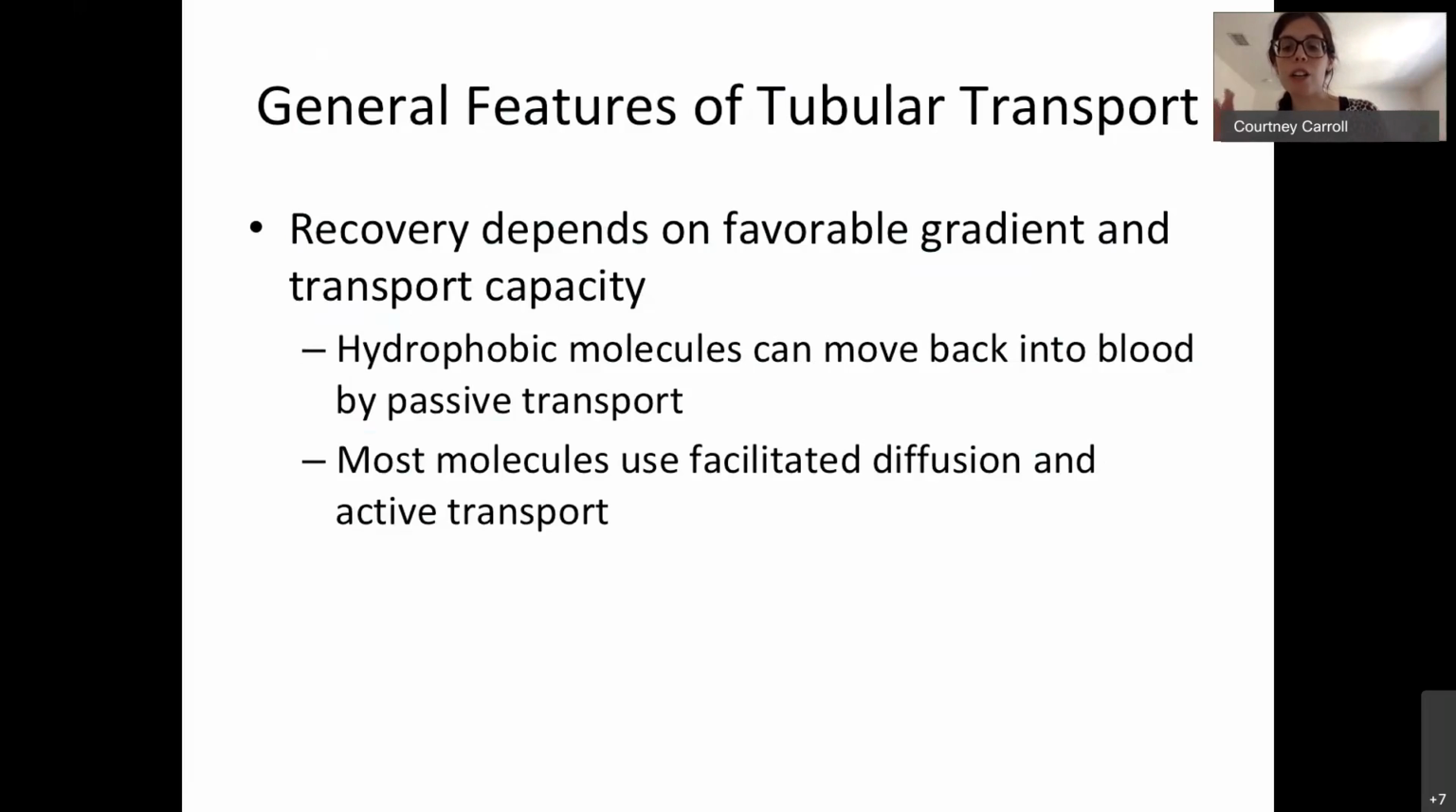Most molecules that we're going to talk about are not hydrophobic, and so they're going to need some sort of transport mechanism to get them from the filtrate back into the blood if they're reabsorbed. That's going to be either through facilitated diffusion, where they fall down their concentration gradient through some sort of channel, or in some sort of active transport process.